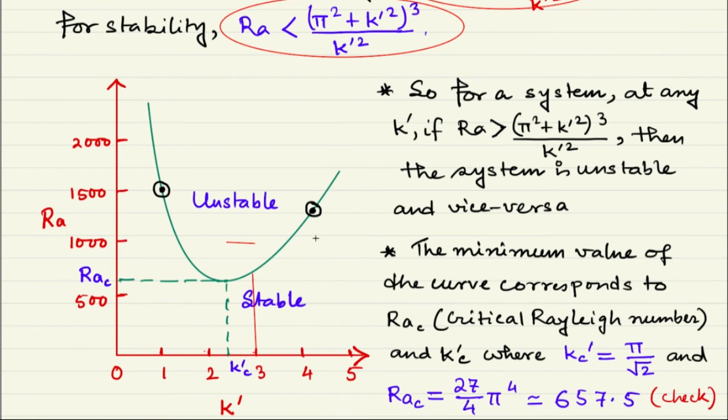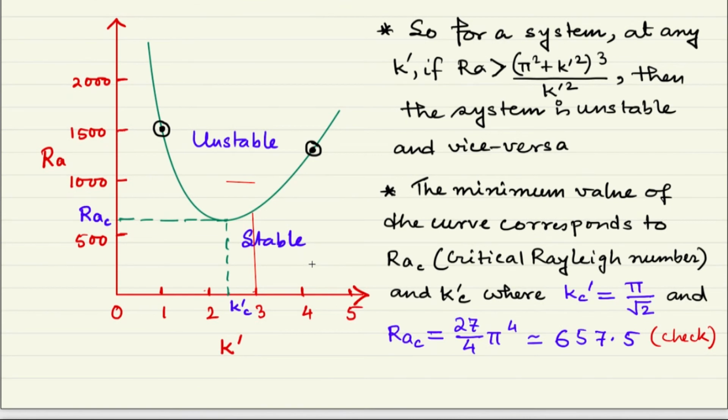That means for a given normalized horizontal wave vector, if your system's Rayleigh number is greater than the marginal stability value of Rayleigh number, then the system will be unstable against convection. If not, the system will be stable against convection. Okay, now what happens?